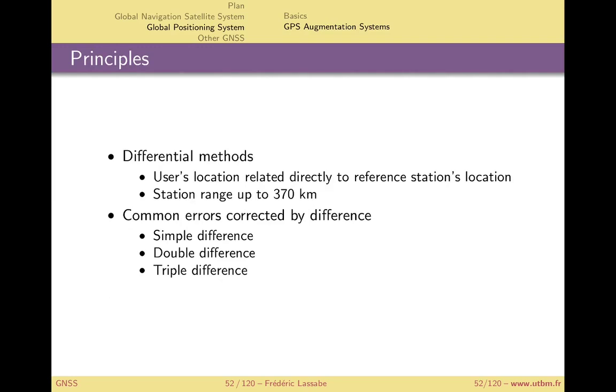So the principle is to gather information from fixed stations whose coordinates are precisely known, and by the differences between the several stations you can fix the errors and inject this correction into the GPS chip, which is DGPS compatible, to improve the output location.